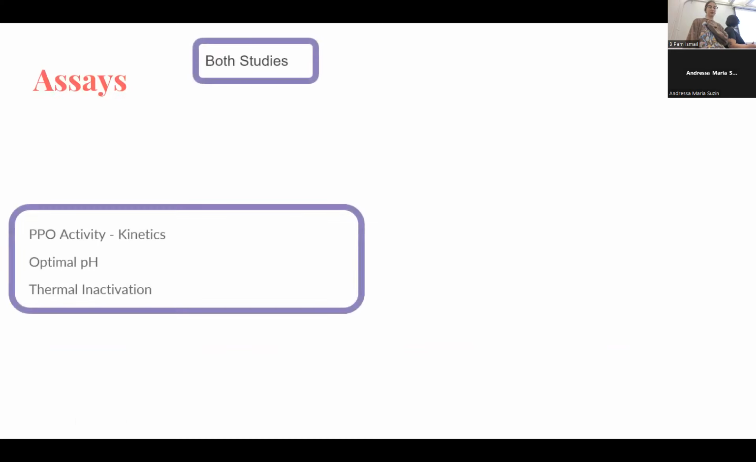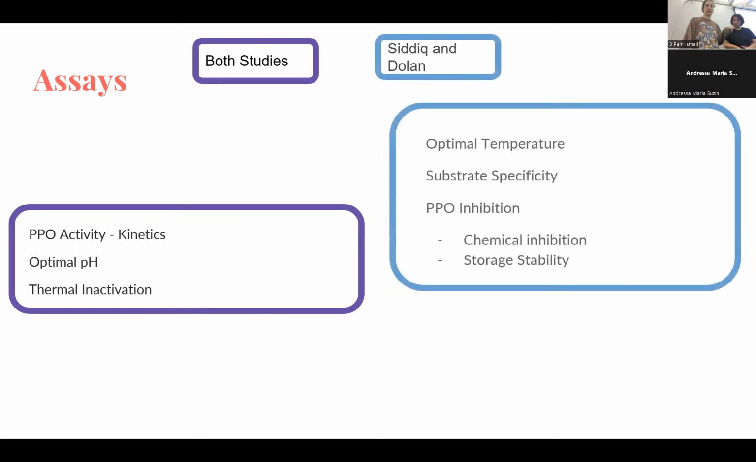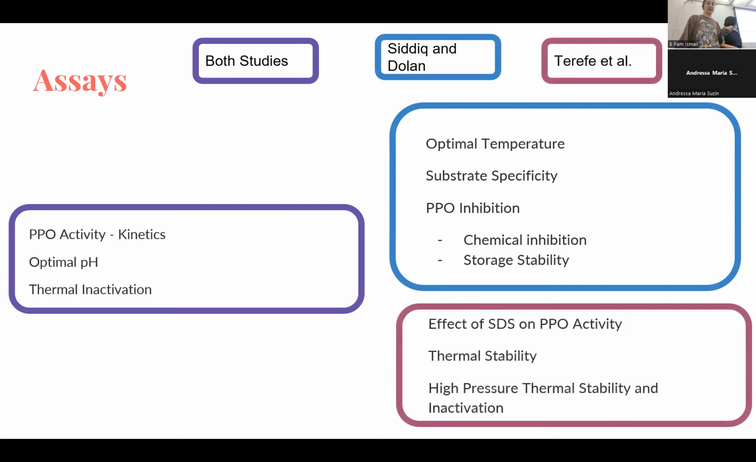And so the assays we're going to be going over, both studies went over polyphenol oxidase activity and kinetics, optimal pH, and thermal inactivation. Siddiq and Dalan specifically focused on optimal temperature, substrate specificity, and polyphenol oxidase inhibition, including chemical inhibition and also storage stability. And Tracy et al.'s paper mainly focuses on the effects of detergent on polyphenol oxidase activity. They also had thermal stability and the combination of high pressure and thermal treatments, which affects the stability and activation and inactivation of the polyphenol oxidase enzyme.